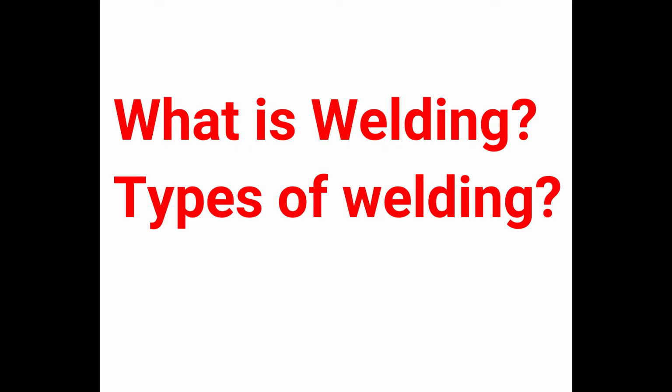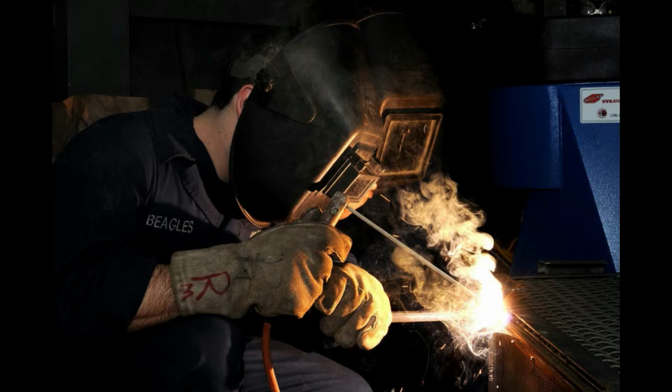Today we are going to talk about what is welding and types of welding. What is welding? Welding is the process of fusing materials such as metals or thermoplastics in order to seamlessly join them. The welding process involves applying heat and pressure to the materials being combined, in addition to a filler material.